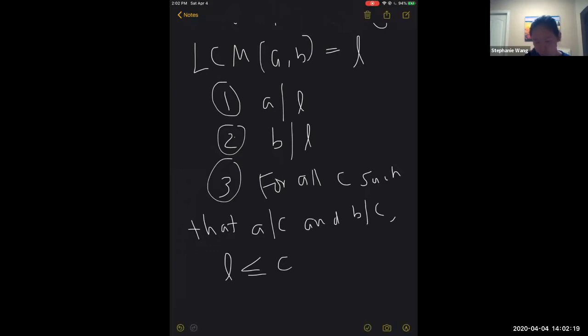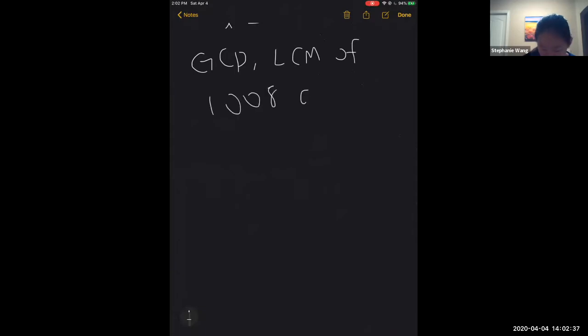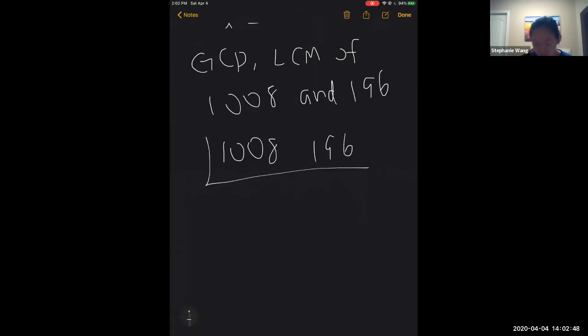So that's pretty self-explanatory. Let me show you how to get the LCM and the GCD of two integers with a quick method. Let's say we're trying to find the GCD and LCM of 1008 and 196. It's not very easy to just think of it, so we'll do this. This is similar to the prime factorization method that I showed last week. What number divides both of them? We can go small. Obviously 2 will divide both of them because they're both even.